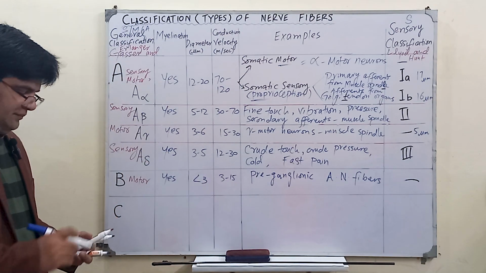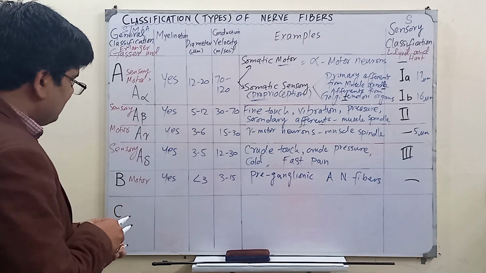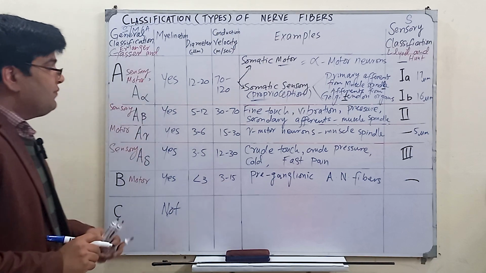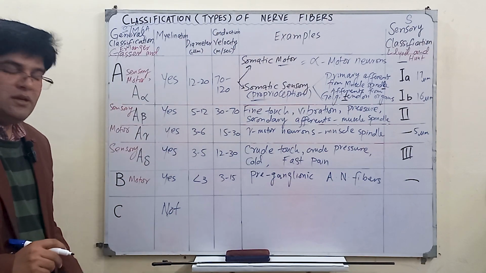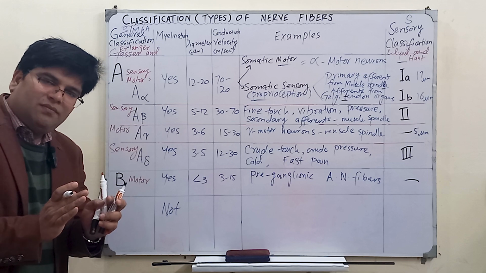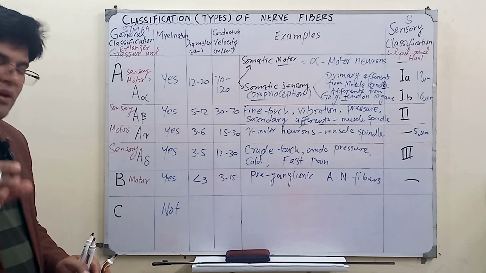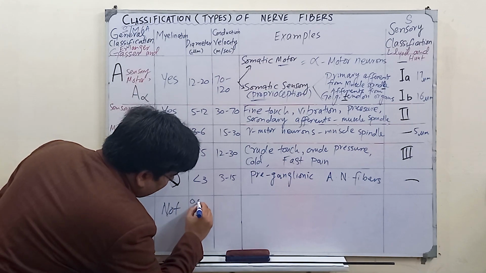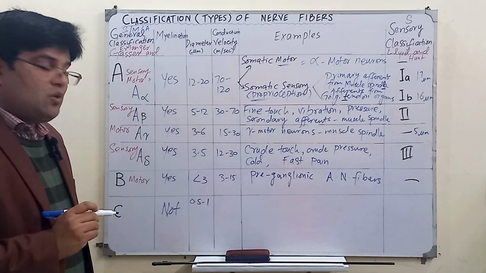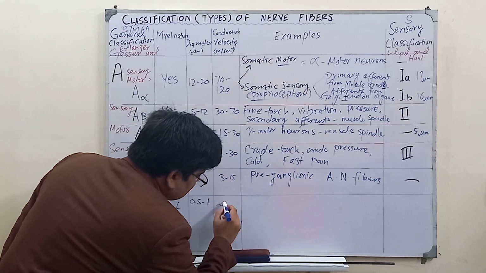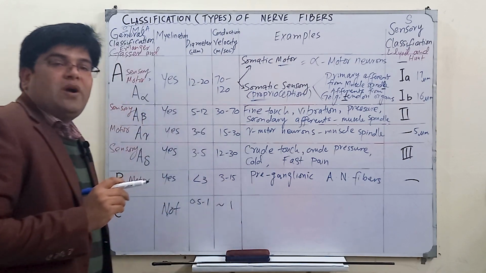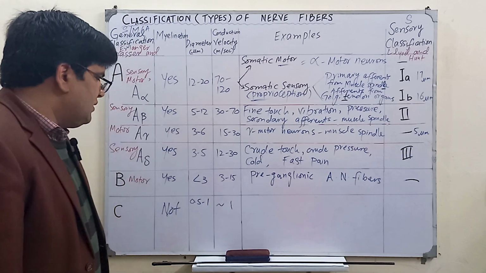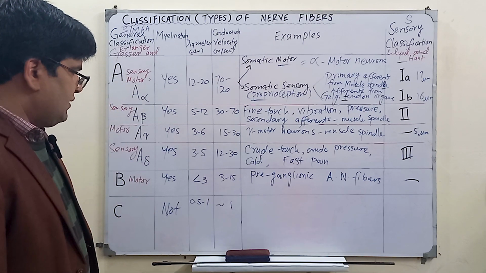What about C nerve fiber? They are not myelinated. So these are the only nerve fibers which are not myelinated. Their diameter is minimum. So that's why the velocity of conduction will also be slowest. So how much is the diameter? Between 0.5 to 1 micrometer. And the velocity of conduction is also close to 1 meter per second. It may be less than 1 meter or close to 1 meter per second.